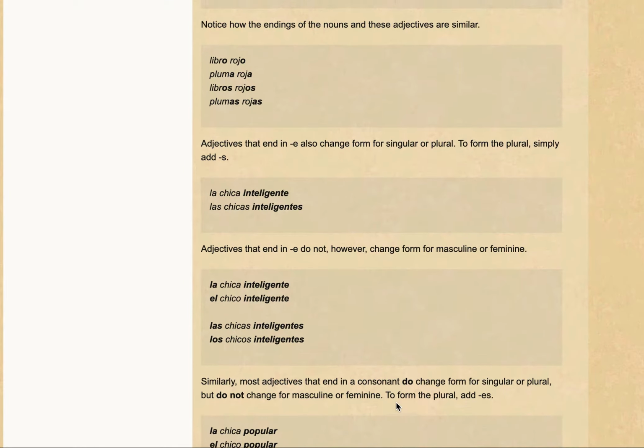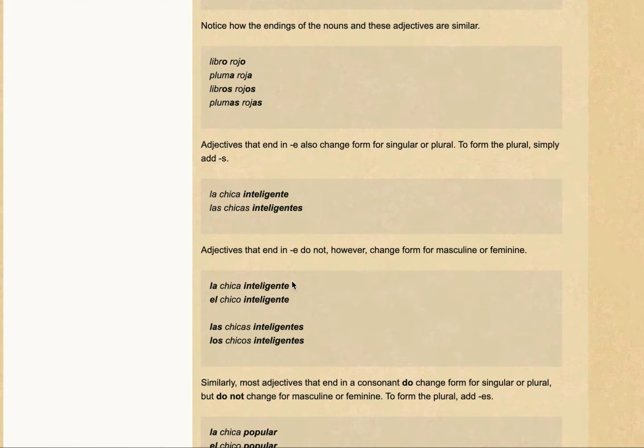Okay. So what you have seen here, and which I was talking about, is that adjectives that end in "e" do not, however, change form for masculine or feminine, right? So what you see here is you have inteligente, that is an adjective, and you have la chica inteligente, and then you have a masculine form, which is el chico inteligente, and you can see that the adjective stays the same, right? So that's something to know and make a note of.